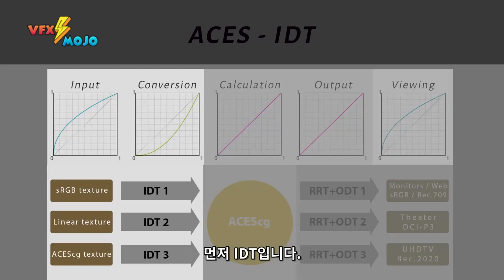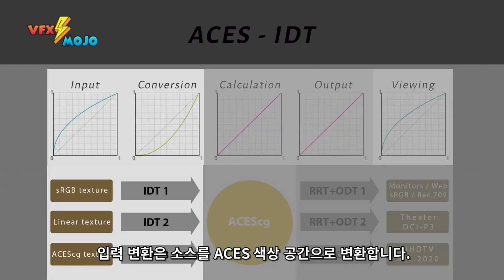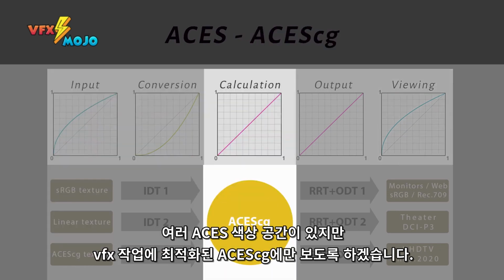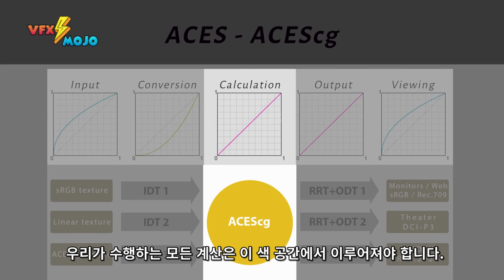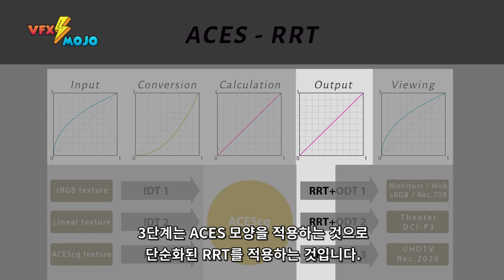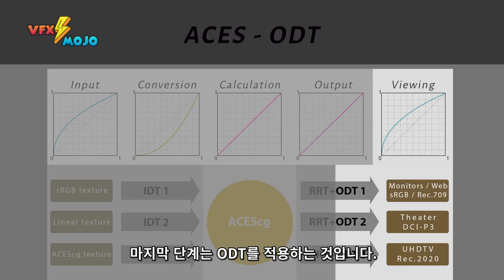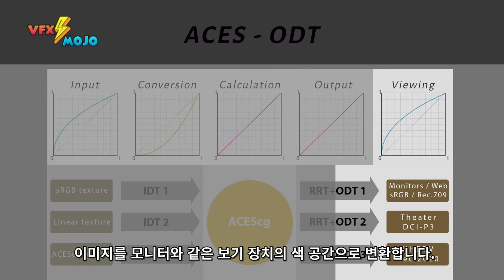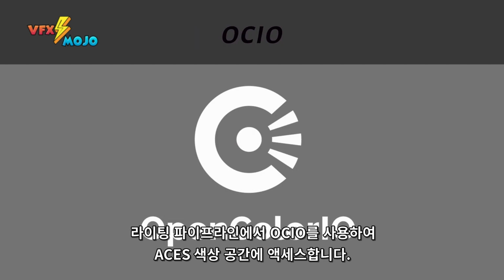First, the IDT. The input transforms convert sources into the ACES color spaces. Several ACES color spaces exist, but we are only interested in ACEScg, which is optimized for VFX work. All the calculations we do should happen in this color space. Step 3 is applying an RRT, which, simply said, is applying an ACES look. The last step is applying an ODT, which will convert your image to the color space of a viewing device, for example your monitor.